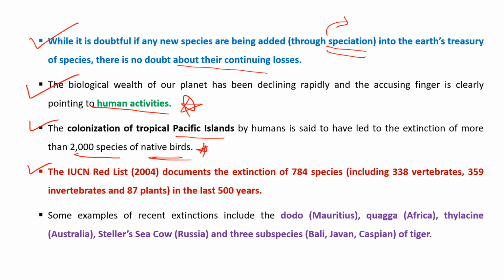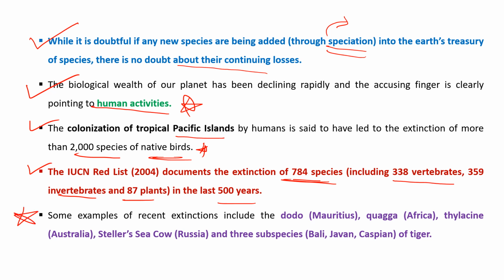The IUCN Red List documented the extinction of 784 species in the last 500 years. अगर हम 2004 जो IUCN की रेड लिस्ट है उसकी बात करते हैं, तो वर्ल्ड में 784 स्पीसीज हैं वो लास्ट 500 ईयर में एक्सटिंक्ट हो चुके हैं. उनमें से 338 related to vertebrates, 359 invertebrates, and 87 related to the plants.